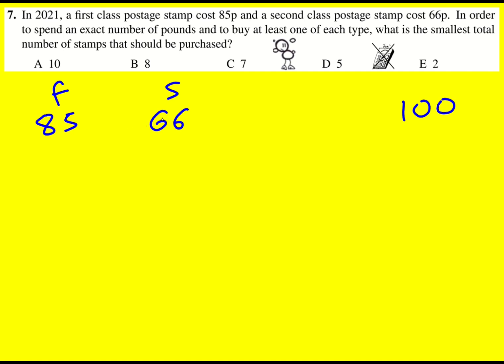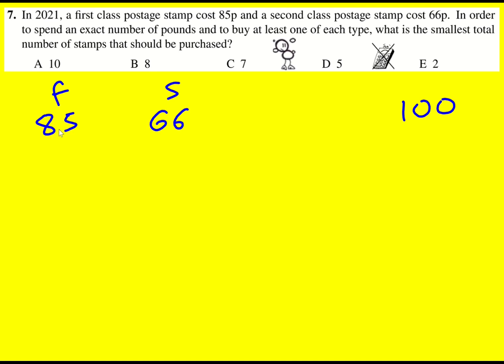Now, we can just look at the numbers and think about the different ways of doing this. Well, if I buy one or three or five first class stamps, then this is going to end in a five. And there's no way that I can then combine that with any number of second class stamps because I can never get this one to end in a five. So basically F has to be an even number.